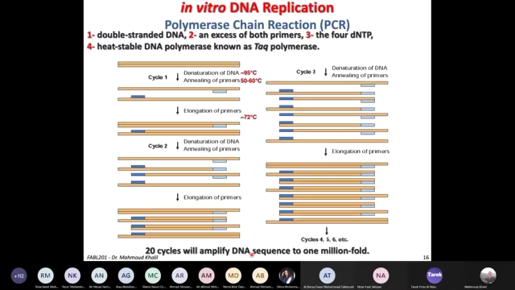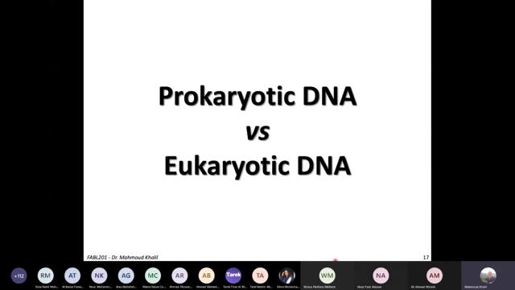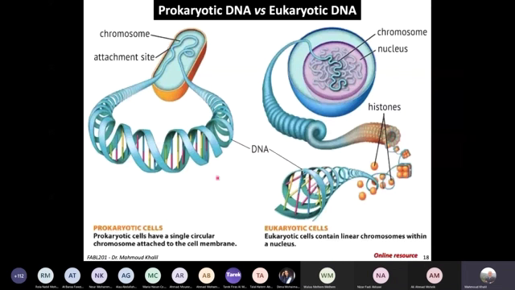Okay? Prokaryotic DNA. In the last part of the lecture, we'll talk about the difference between prokaryotic DNA and eukaryotic DNA. So generally, the prokaryotic DNA is a single circular DNA. You can see it's double-stranded, but it is circular. But in the case of eukaryotic DNA, it is linear DNA, as you can see.